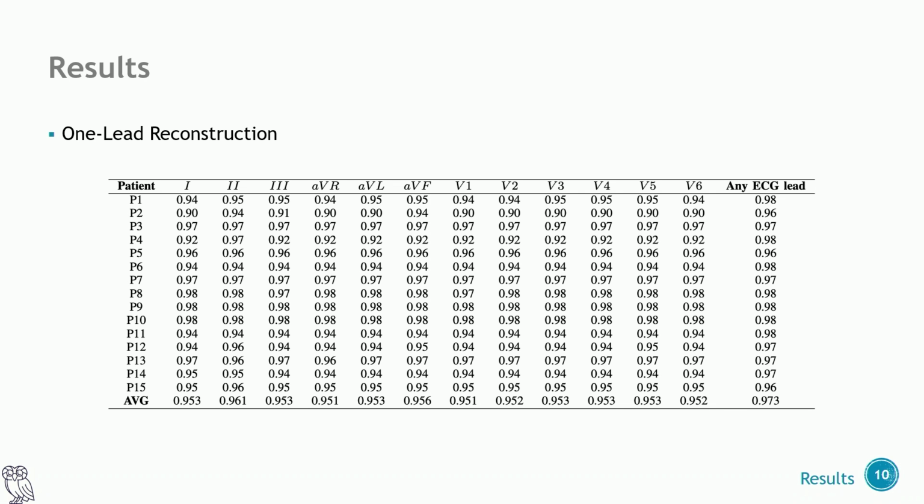Let's try using 1 lead because several studies do. And here you can see the results for 1-lead reconstruction. We use different leads and feed them to the model, and then we try the general model that could work with any of these 1 leads. And looking at the average, we can see that the 1-lead reconstruction is almost following the 3-lead reconstruction results.